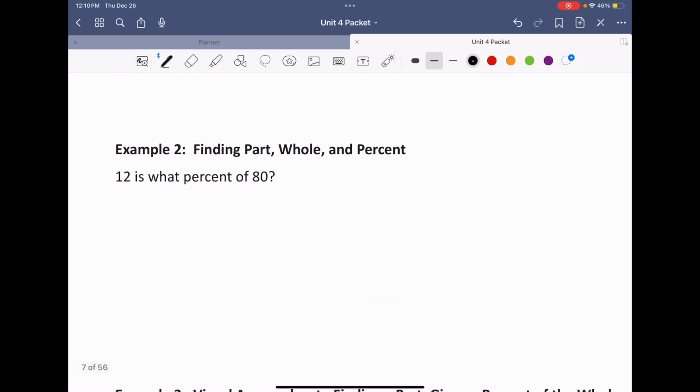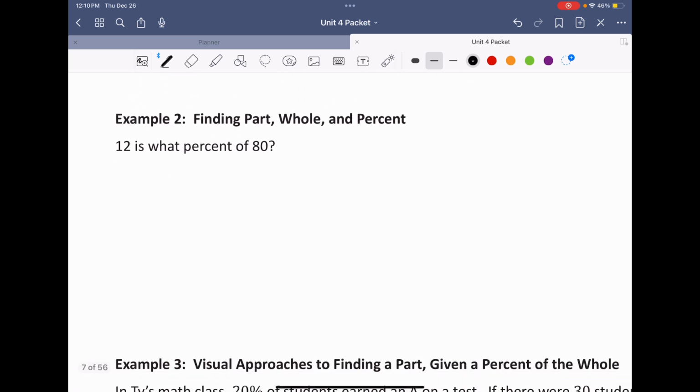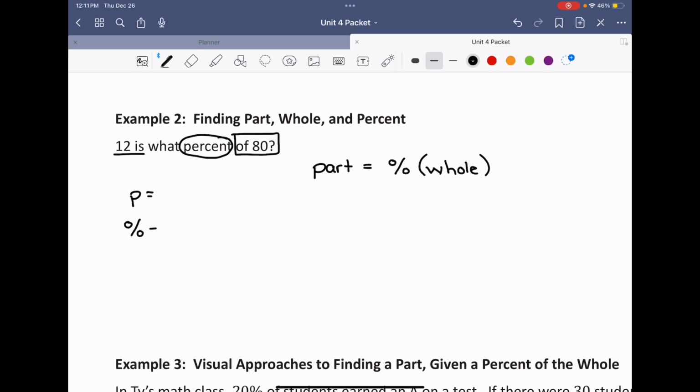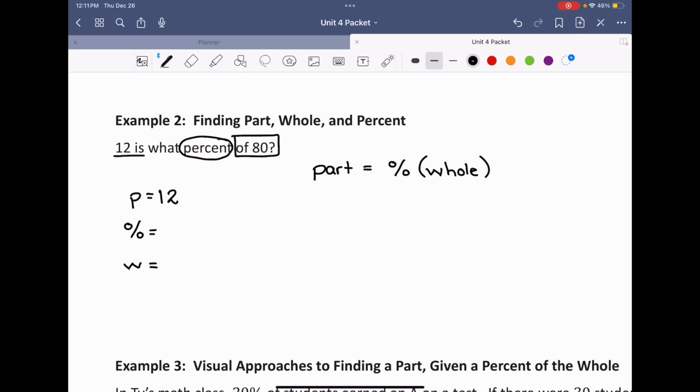Let's try it again. It says 12 is what percent of 80? So I'm going to set up my formula. Part equals percent times whole. And my cheat sheet, part equals, percent equals, and whole equals. Now remember, these are your notes, so you should have everything that I have on this paper on your paper as well. So the part is 12. We don't know the percent, so that's x, and 80 is our whole.